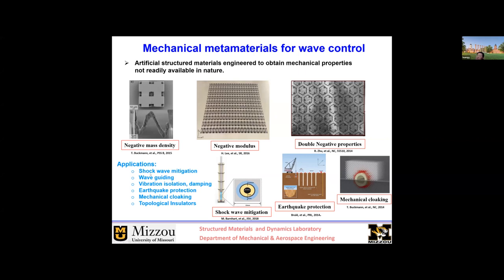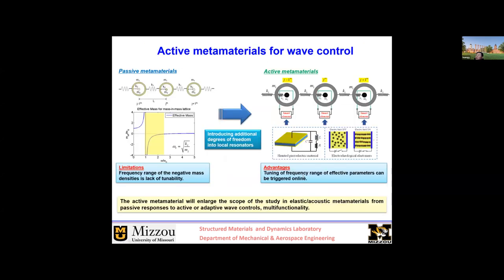The applications are now becoming broader. For example, you can use it for shockwave mitigation. You can do waveguides and earthquake protection. And recently many people are doing topological insulators. And thanks to advanced manufacturing, the scale you can see ranges from the micro scale to centimeter scales. It's pretty broad. If you go to civil engineering, you need to go to meter scales. So this kind of metamaterial is fantastic.